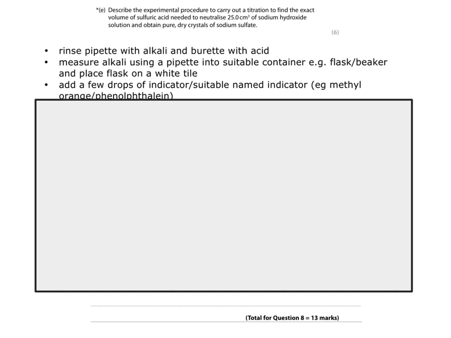Then we add a few drops of indicator. Now, because this is a strong acid with a strong alkali, a good indicator would either be methyl orange or phenolphthalein.